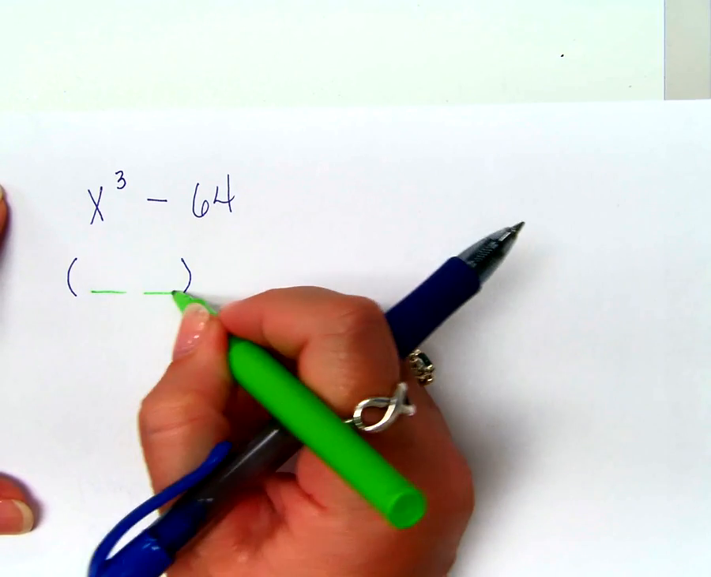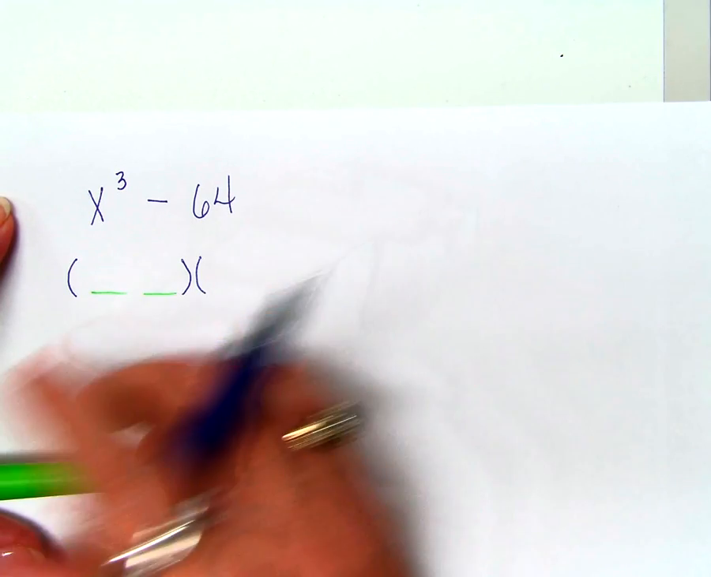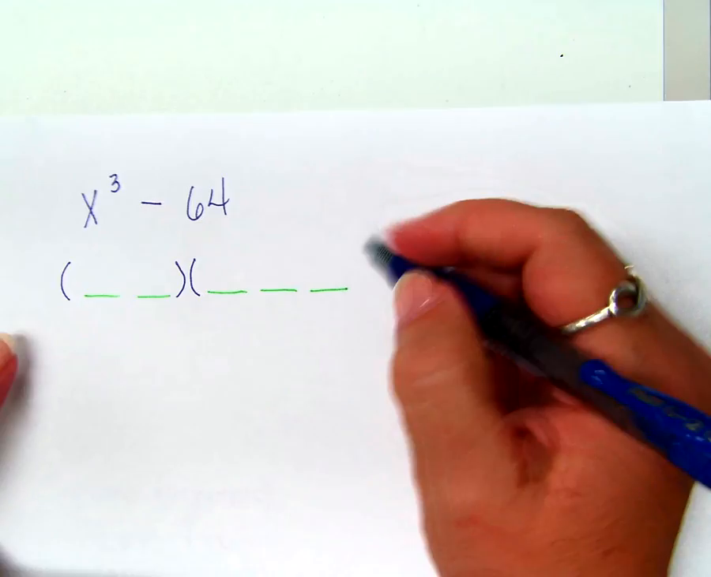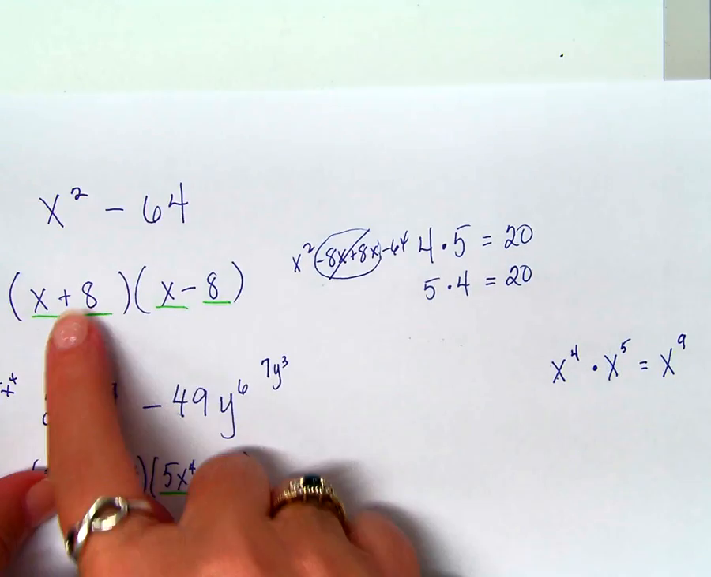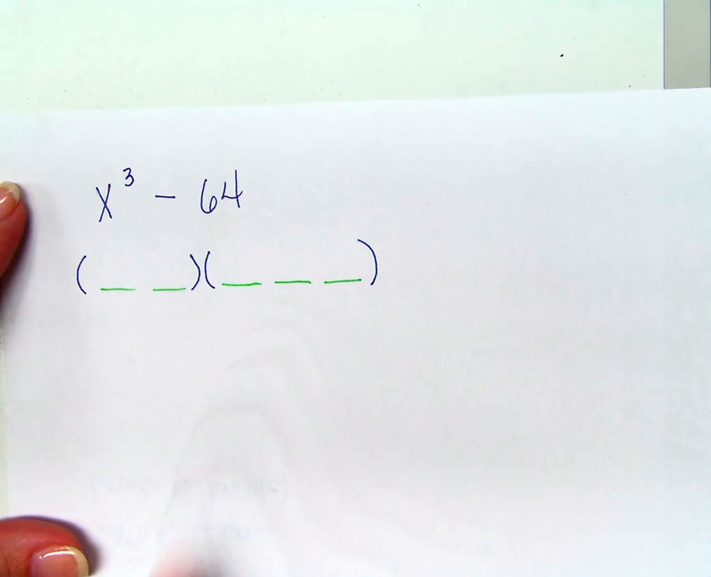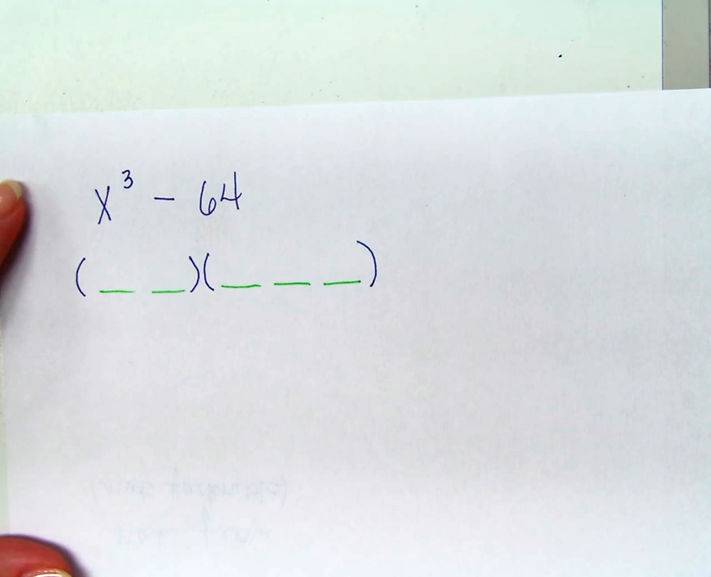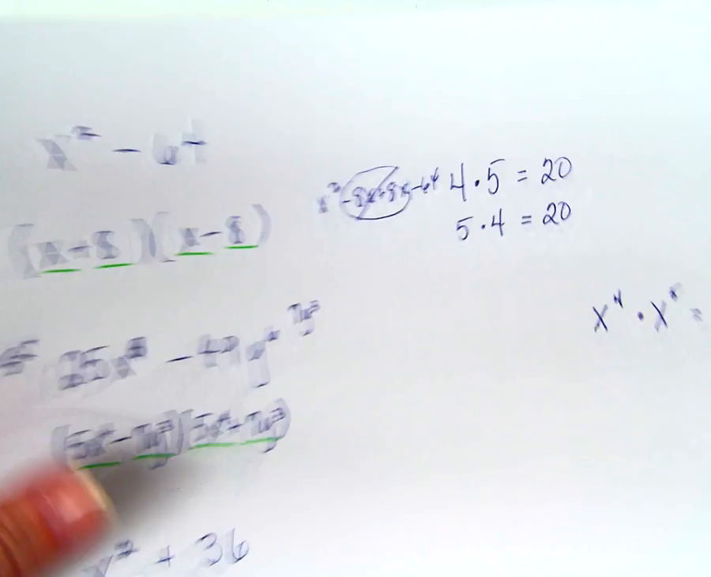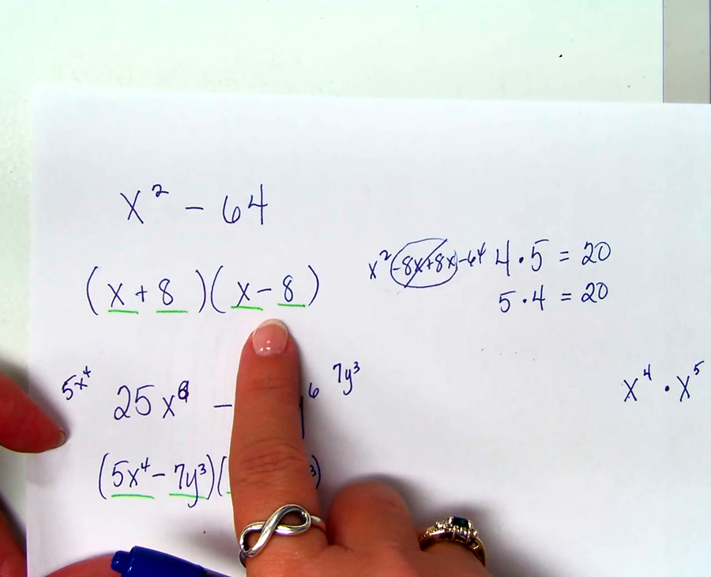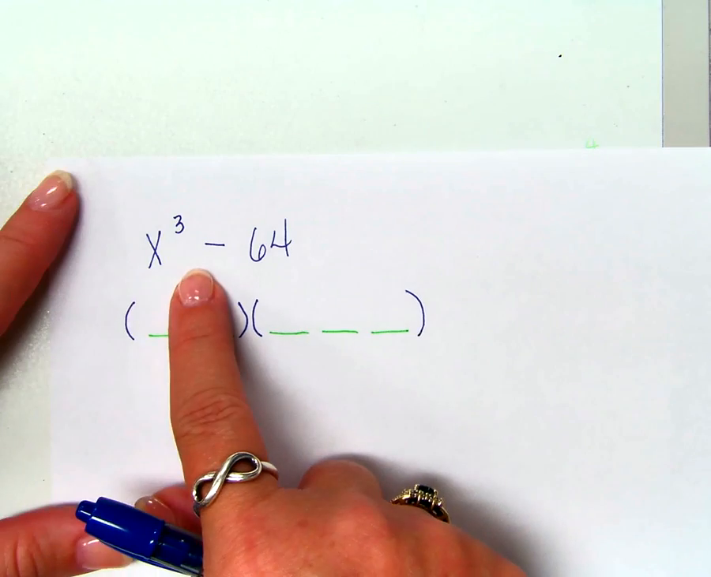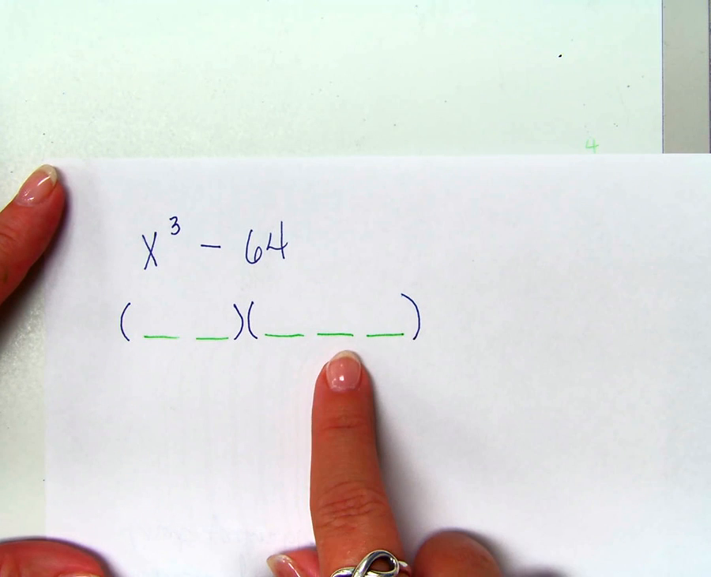There's a binomial. And now there's a trinomial. Difference of squares gives me 2 binomials. Difference of cubes gives me a binomial and a trinomial. Does it matter which one's which? Oh, yes, it does. It matters this time, okay? Let me say it again. Difference of squares, you get 2 binomials. Difference of cubes, you get a binomial and a trinomial.